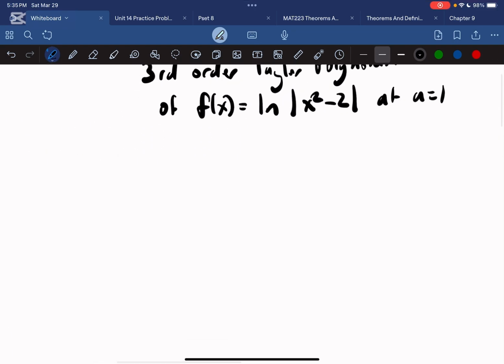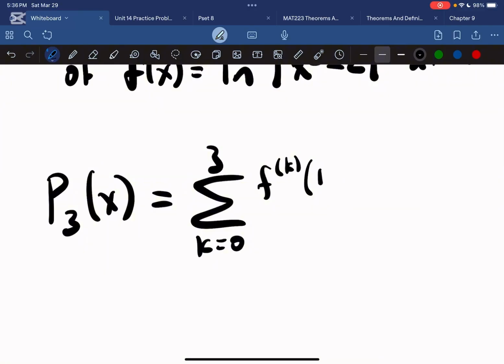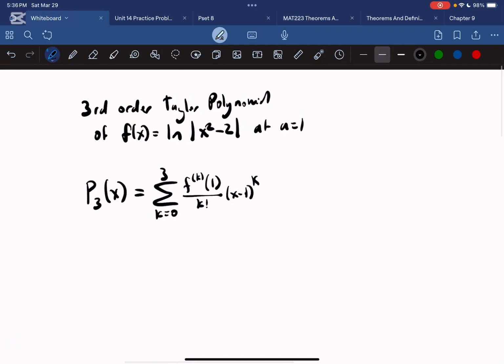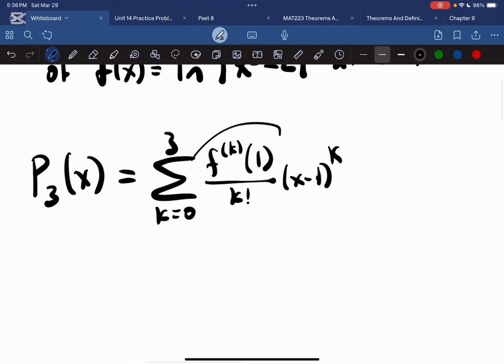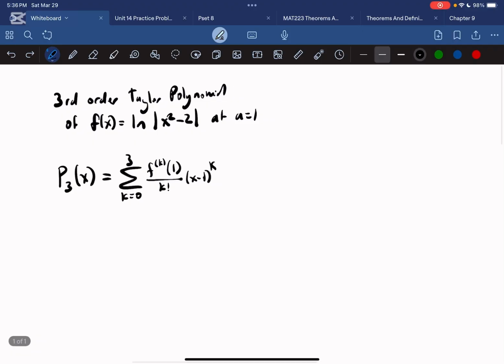Okay, so now we want to find this polynomial, right? This is all fine and dandy. This is a finite sum, by the way, and this is f to the k at 1 over k factorial times x minus 1 to the k. Great. So now we'll do the same thing, except we don't actually have to find a general formula for f to the k at 1. We can just find them manually, right?